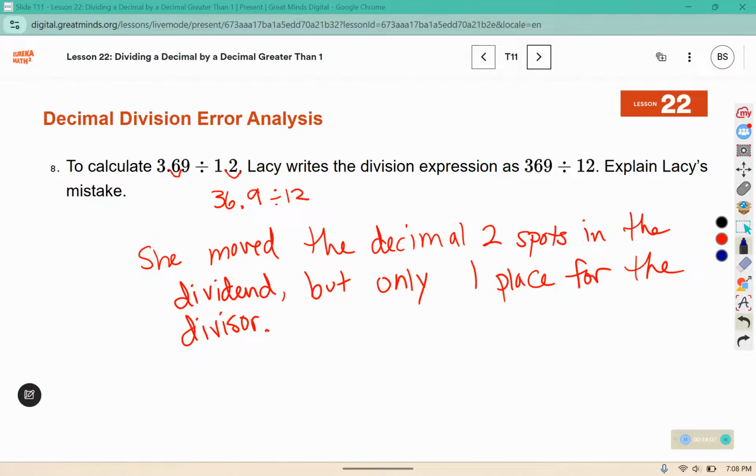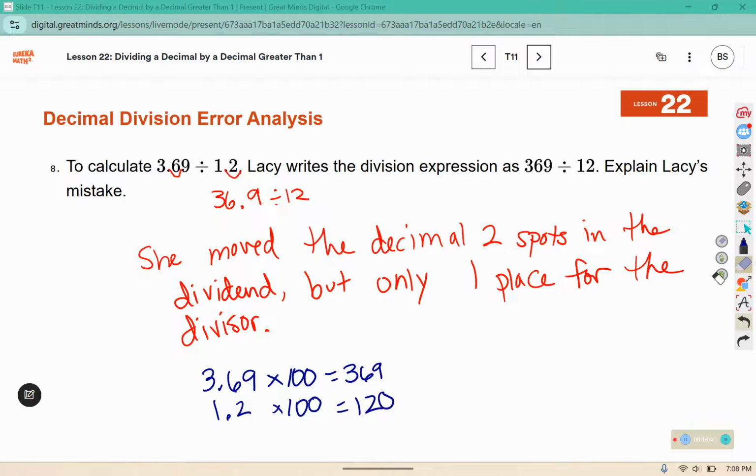You could also think of this as she multiplied 3.69 times 100, but she only multiplied 1.2 by 10. They have to be multiplied by the same number, so this would need to be multiplied by 100, which would give us 120 instead of 12. To keep it equivalent expressions, you have to multiply by the same number or move the decimal the same number of places.